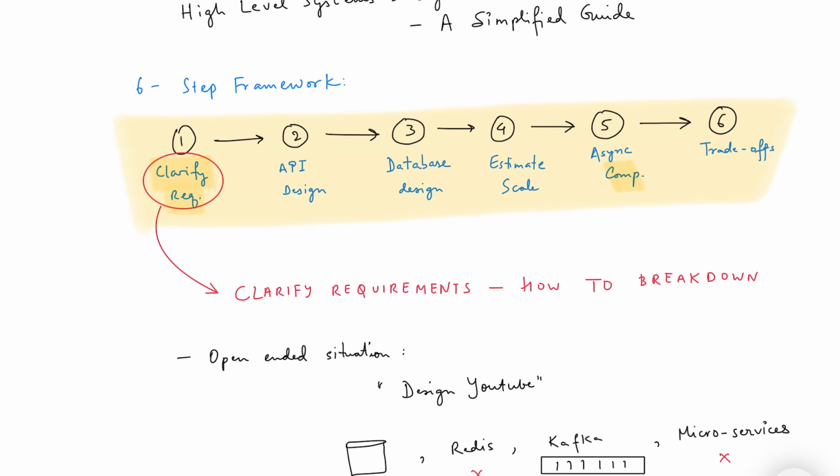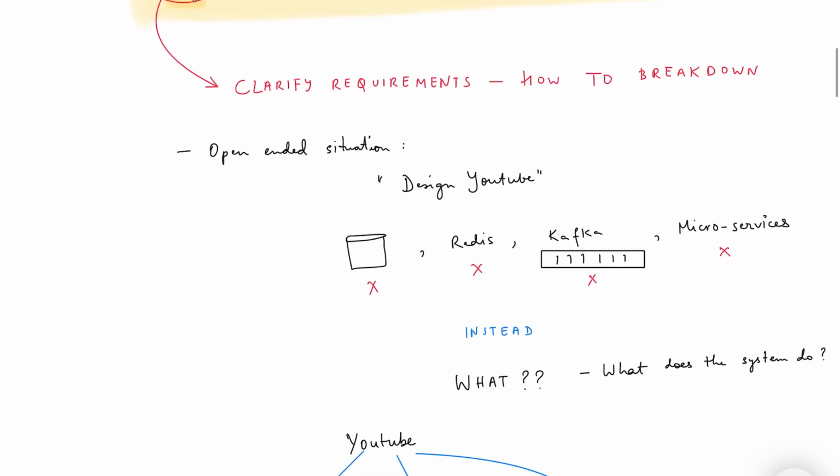requirements. This is a very foundational step in the system design journey, and this step is what separates an average solution from a system that scales in the real world. So let's begin with this step and let's try to understand the problem. Why requirement clarification is very important, and how we can break it down.